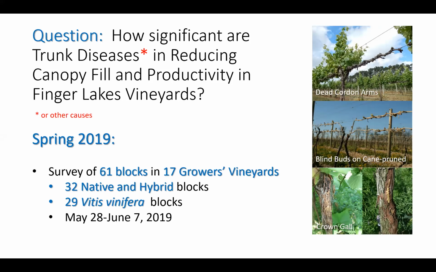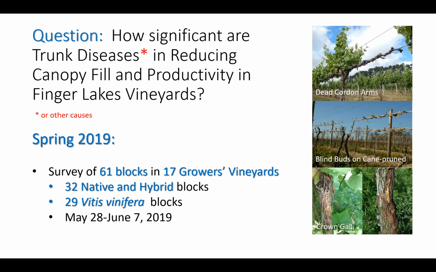So what we decided to do in the spring of 2019 was do a survey of several blocks in 17 growers' vineyards. We looked at 32 native and hybrid blocks, natives being Concord, Catawba, Niagara, etc., Labrusca types, and then the other hybrids, which are mostly the older French hybrids. And then we also looked at 29 Vitis vinifera blocks.